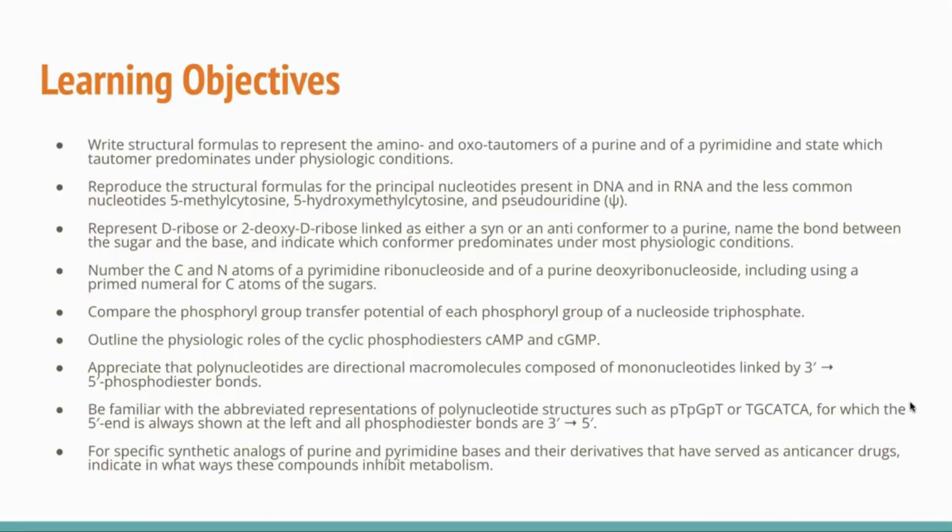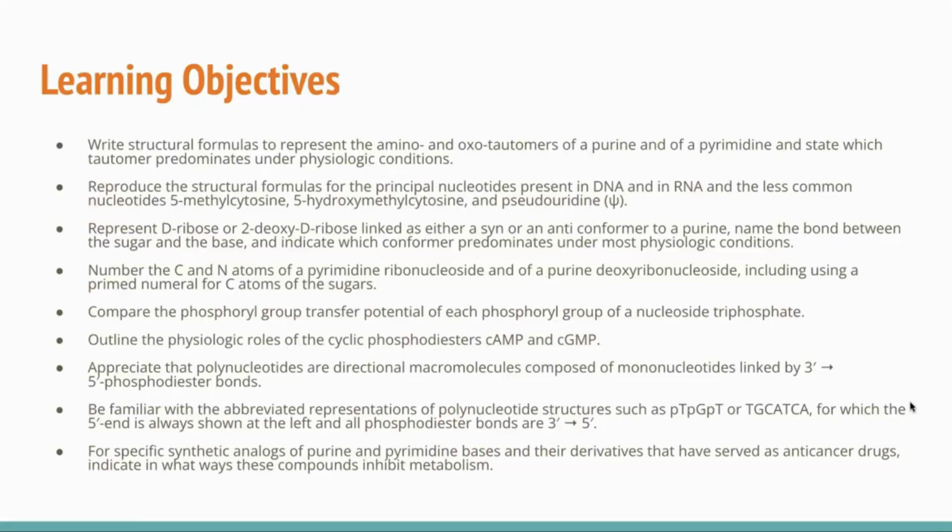Write structural formulas to represent the amino and oxo tautomers of a purine and of a pyrimidine and state which tautomer predominates under physiological conditions. Reproduce the structural formulas for the principal nucleotides present in DNA and in RNA and the less common nucleotides 5-methylcytosine, 5-hydroxymethylcytosine, and pseudouridine. Represent D-ribose or 2-deoxy-D-ribose, linked as either syn or anti conformer to a purine.